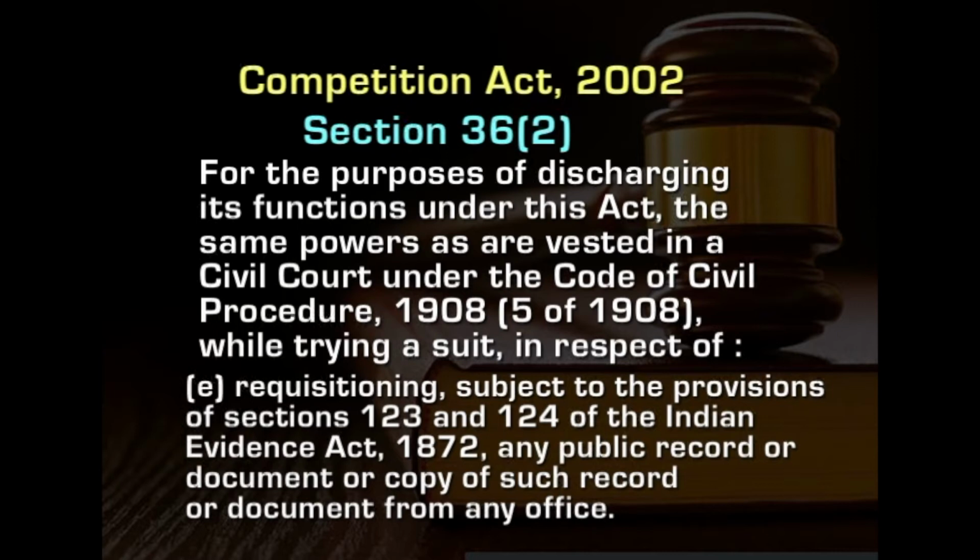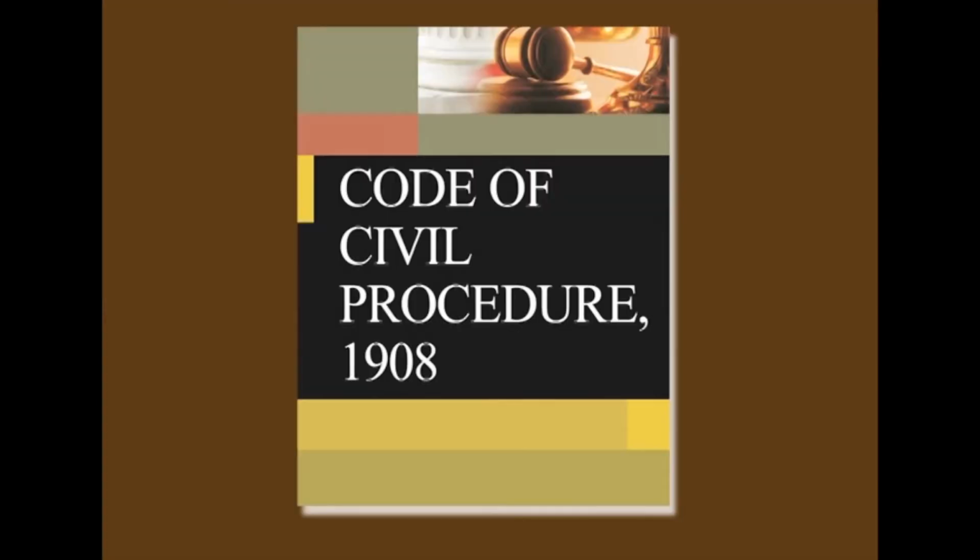If you were to observe the language of this subsection 2, it is quite clear that any case being tried before the Commission, it will act like a civil court, and for the purpose of discharging certain aspects, the Commission will follow the procedure laid down under the Civil Procedure Code for issues discussed at subsection A to subsection E. It's quite clear.